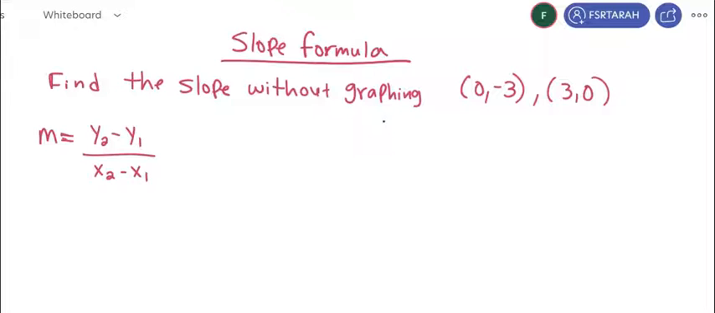And today we're going to be talking about the slope formula. Finding the slope without graphing. What if they just give you these 2 points and say, hey, find me the slope? What do you do? This is what you do.